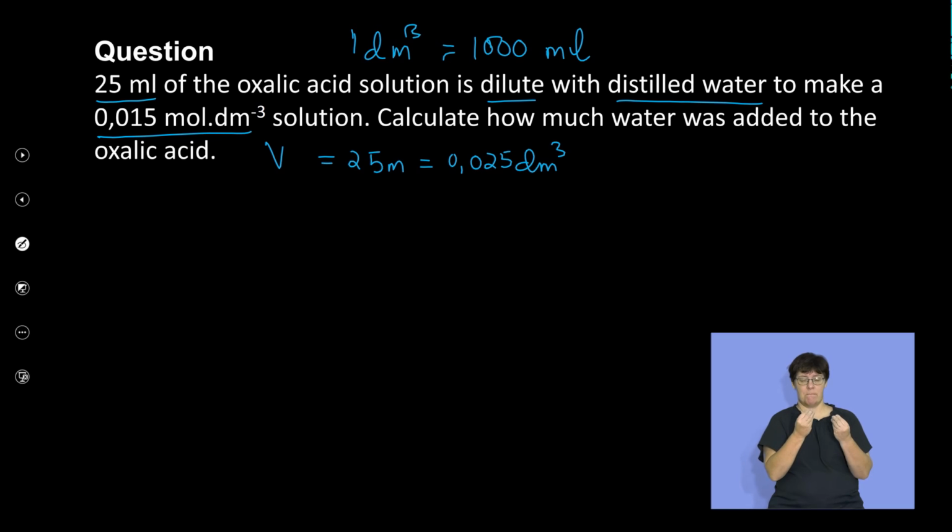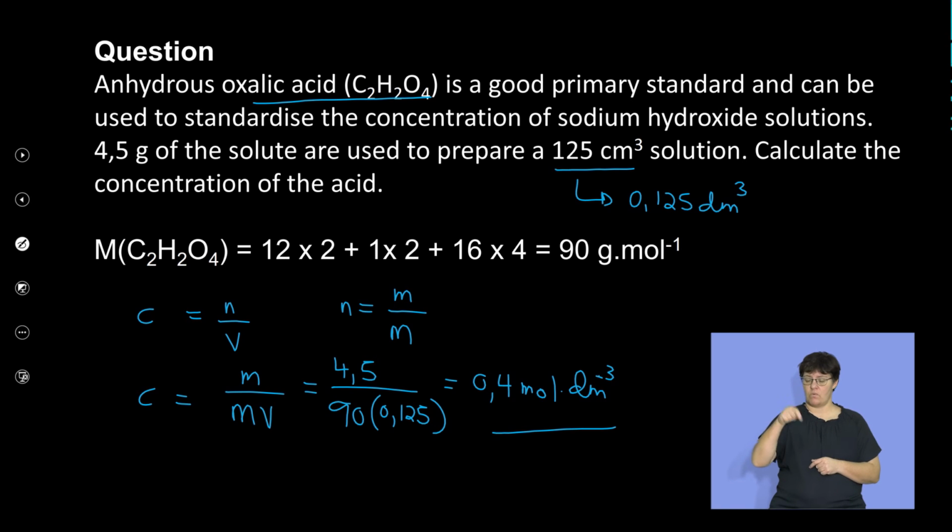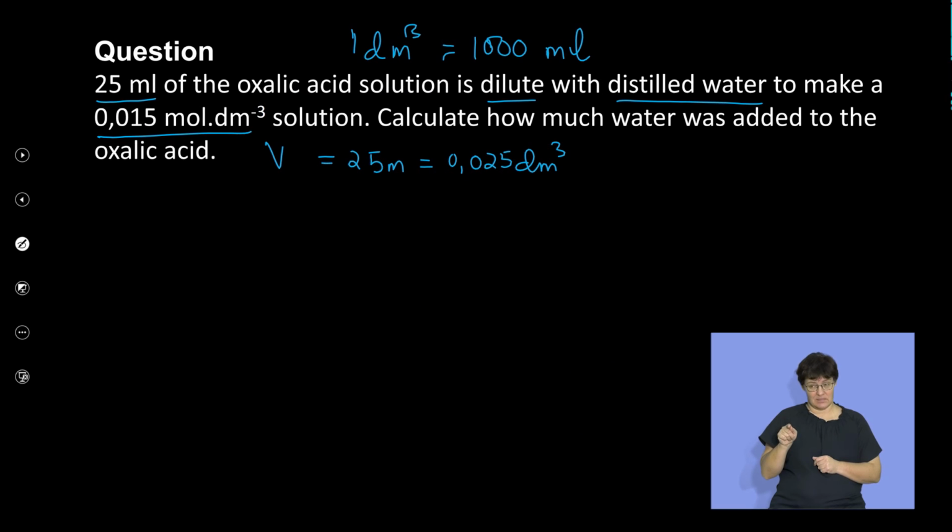So what do we know? We know that the concentration of this acid, we have managed to calculate and get 0,4 moles per cubic decimeter. Now, that concentration is diluted with an unknown volume of water to give a new concentration of 0,015. So that's why the concentration has decreased, because we have diluted. But what remains the same is the number of moles. Now the question demands us to calculate how much water was added to the oxalic acid. So this question is basically about dilution.